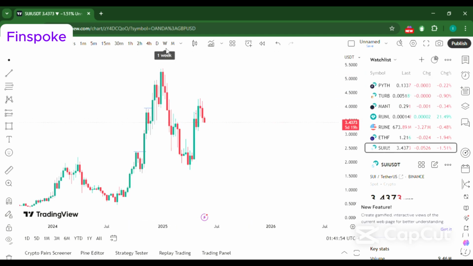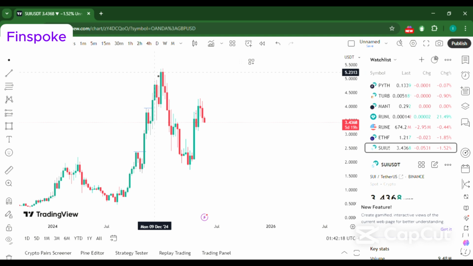Now we are on the weekly time frame, and what we want to do in this time frame is to build bias and identify potential market direction. We want to find out where the market is likely to go, at least between 1 to 3 weeks.